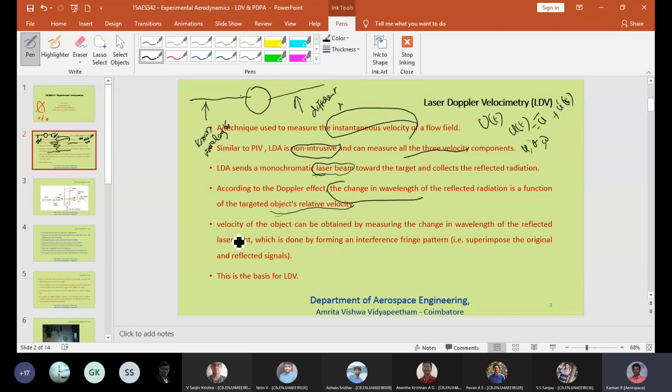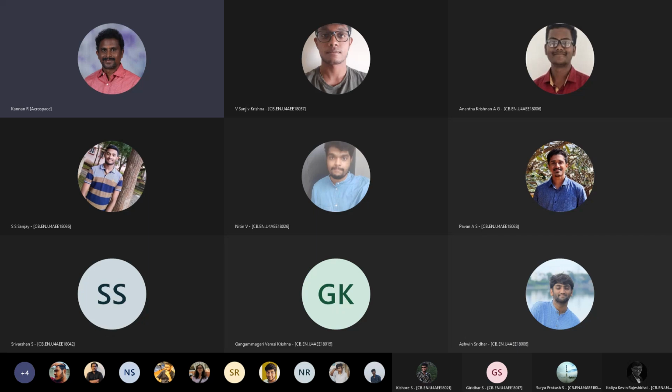So how are we going to measure the velocity of the object? It is obtained by measuring the change in wavelength of the reflected laser light, which is done by forming the fringe pattern from the original light as well as from the reflected light. We superimpose the original and reflected signals, and from that we get the change in wavelength, and further from that the velocity of the object. This is the basis of laser Doppler velocimetry. I will show you a video so you can get an idea.